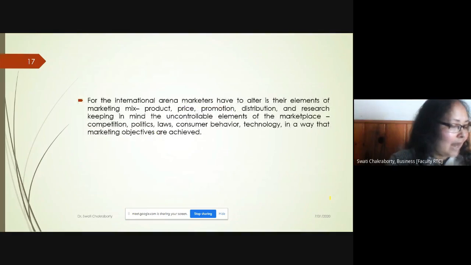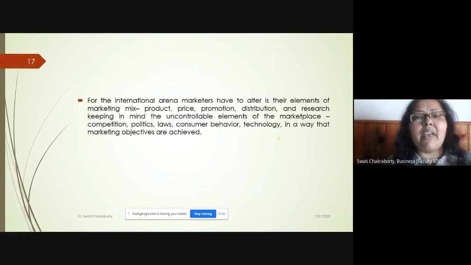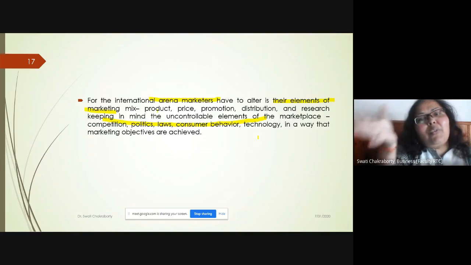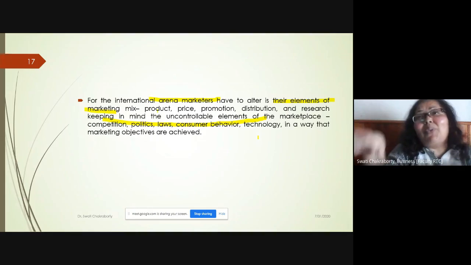Now for the international arena, marketers have to alter the elements of their marketing mix: price, product, promotion, distribution. They have to make changes in the way they do it. And research has also to keep in mind that there are certain uncontrollable factors in the marketplace: competition, politics, laws, consumer behavior, technology. Keeping that in mind, how would they make changes in their marketing mix to tackle this challenge and also help in achieving the marketing objectives of that company in that foreign economy, right? Gain customers and earn profit.